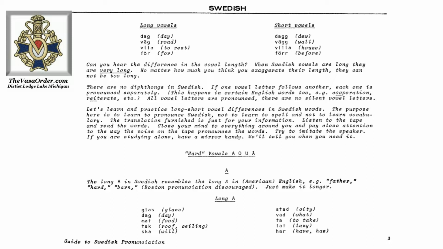Can you hear the difference in the vowel length? When Swedish vowels are long, they are very long. No matter how much you think you exaggerate their length, they cannot be too long. There are no diphthongs in Swedish. If one vowel letter follows another, each one is pronounced separately. This happens in certain English words too. For example, cooperation, reiterate, etc. All vowel letters are pronounced. There are no silent vowel letters.